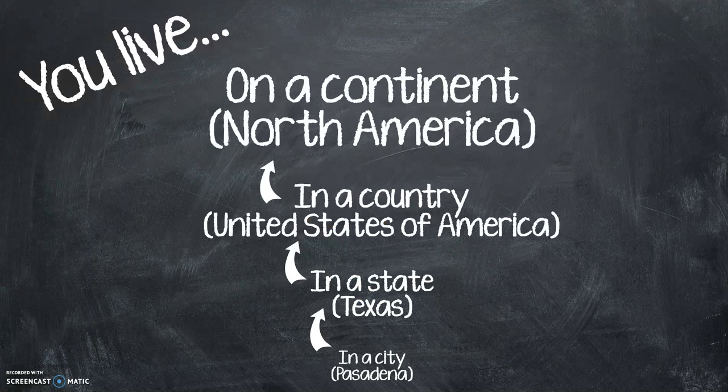Okay? So, look down at the bottom. We're going to work our way up. The smallest little area that you live in is called a city. The city is Pasadena. Move up one. That city is in a state, which is Texas. Move up one more, and you've got a country, which is the United States of America, and that country is on a continent, continent being North America, and continent we know is the largest landmass on Earth. There are 7 of them, but you live on North America.